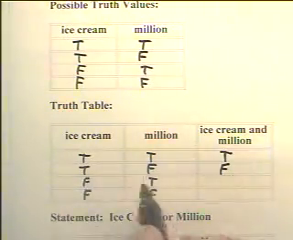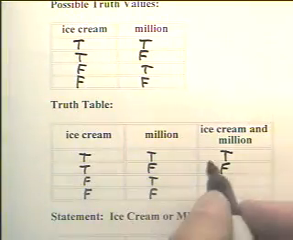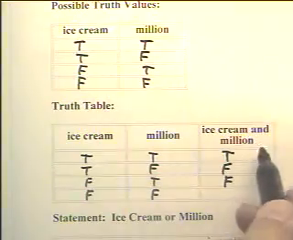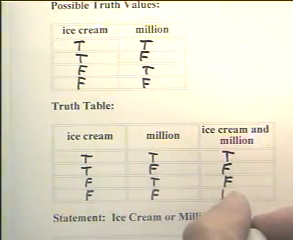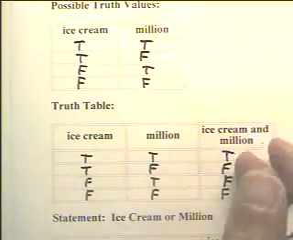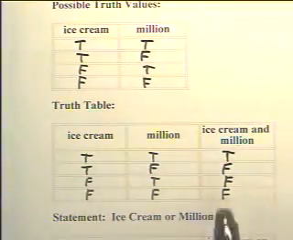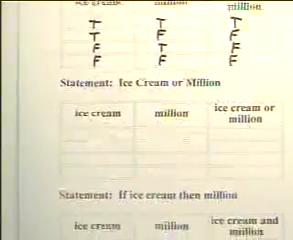In this case, if the ice cream is false and the million is true, then, again, we don't get the ice cream, so we don't get both, and the compound statement with the and is false. And if these are both false, of course, we didn't get either, and we're certainly going to agree that the ice cream and the $1 million is a false statement.